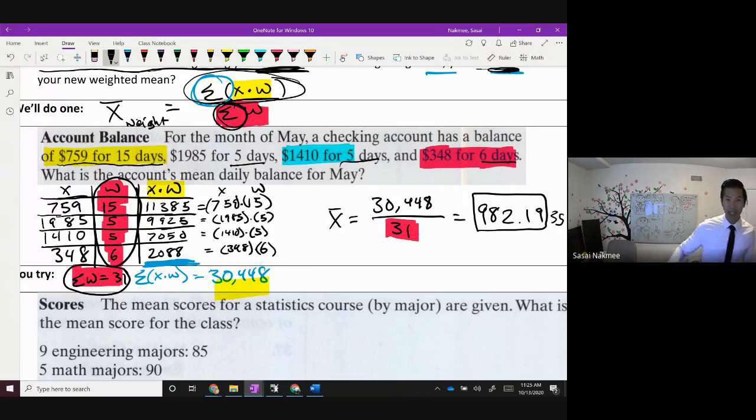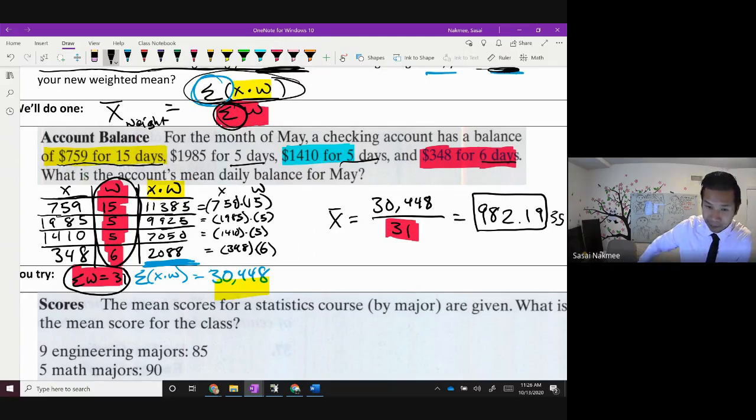How much money did this guy have in his bank account? Or she have in this bank account? He or she, I don't know. For the month of May, on average, this person had $982 on average in their banking account every day, right?